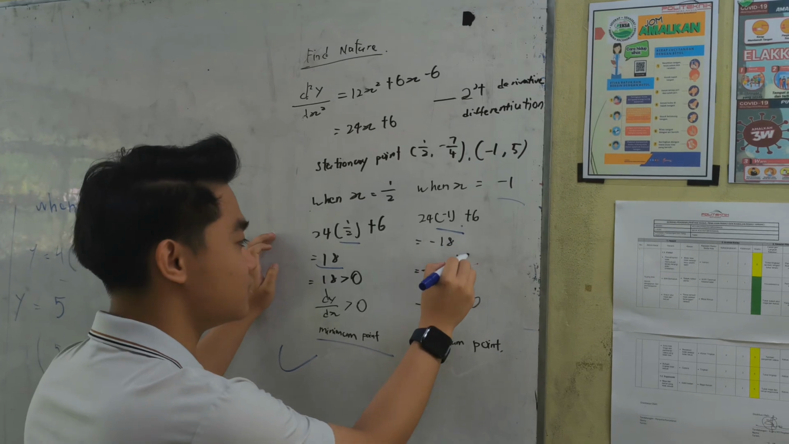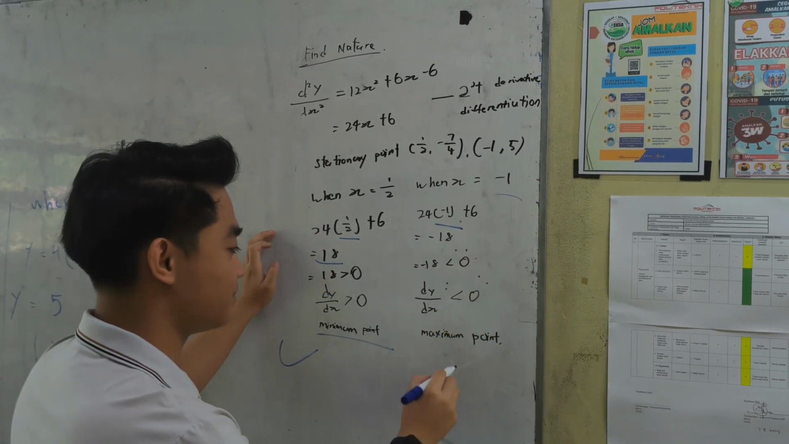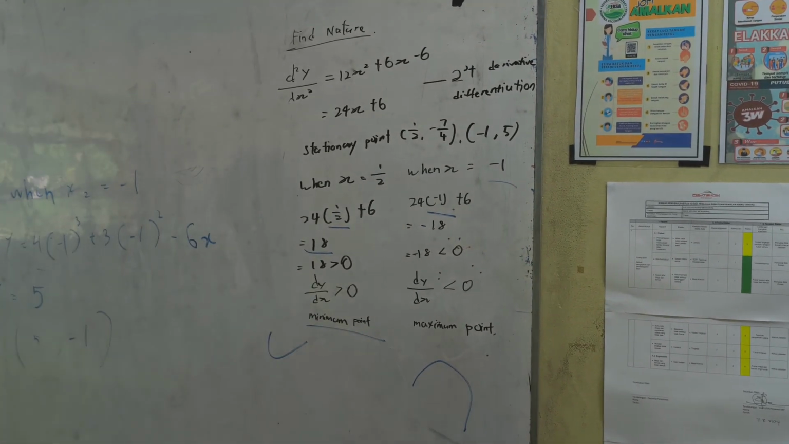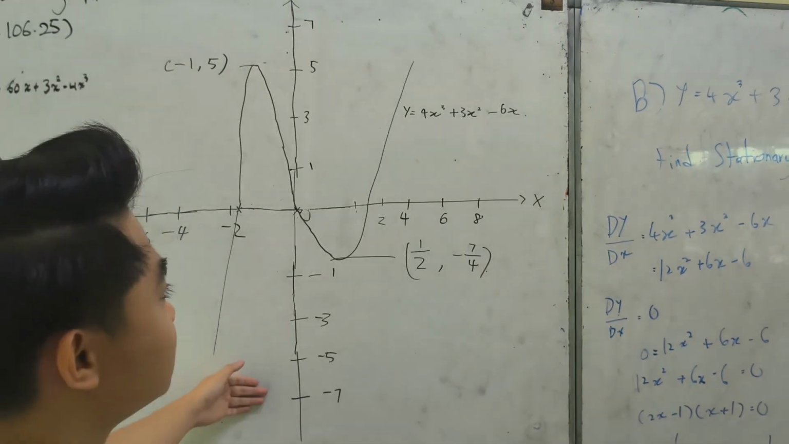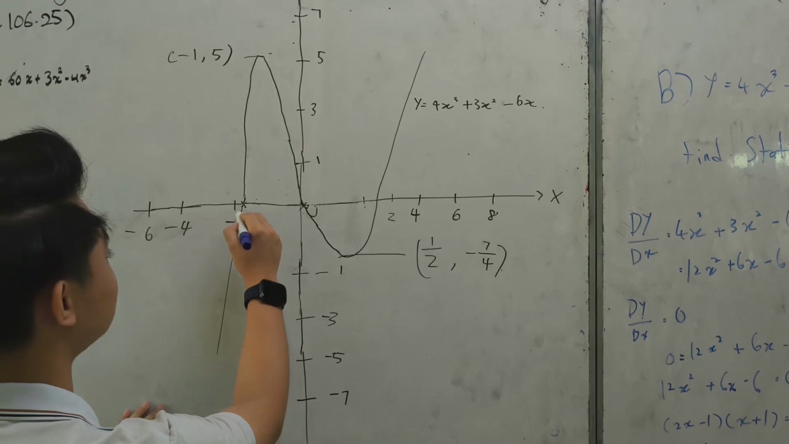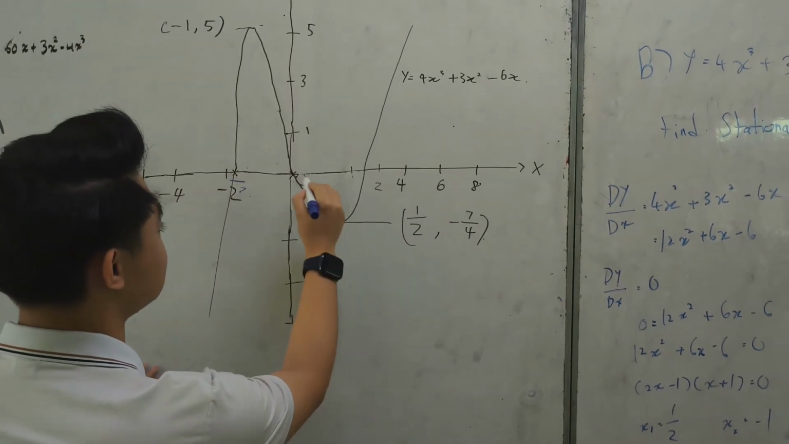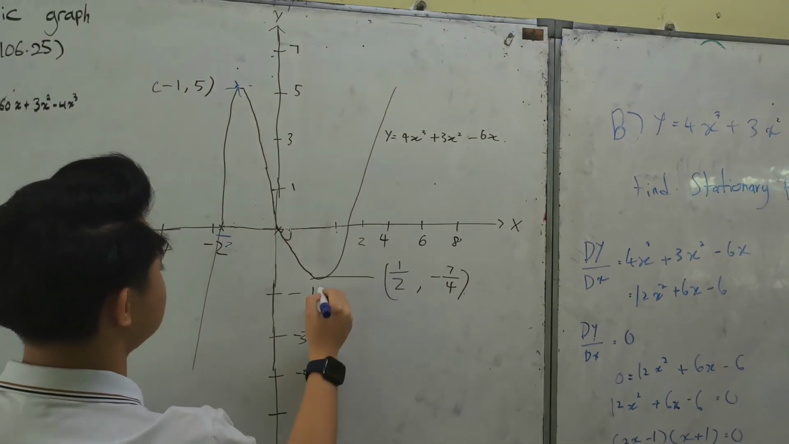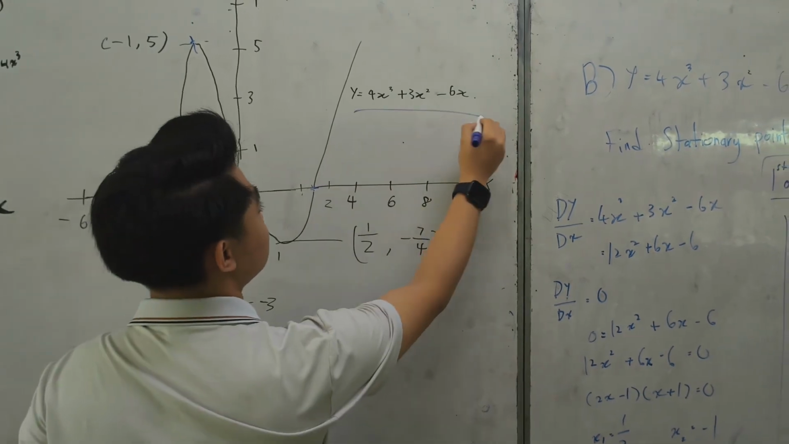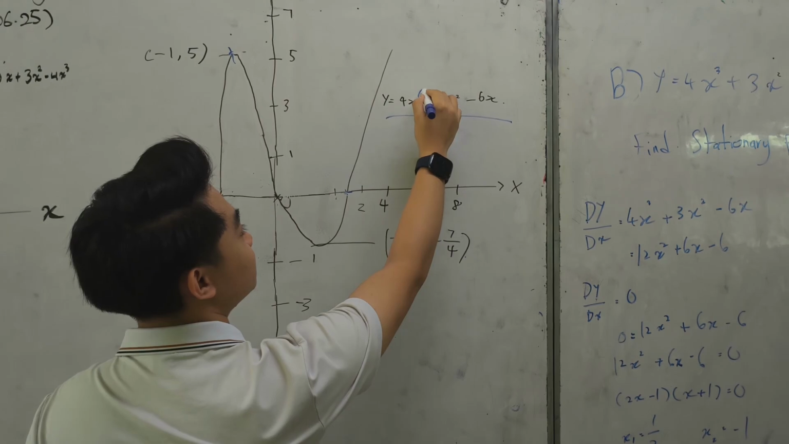Next, when we substitute -1 into this equation, we get -18, which is a negative value, less than 0. If we get less than 0, we get a maximum point. So the graph will be like this. This is the graph, which we call a cubic graph. This is the root, this is the minimum point, this is the maximum point, and then this is the root. So this is the full equation. Why do we call this a cubic graph? Because we have the cube here.